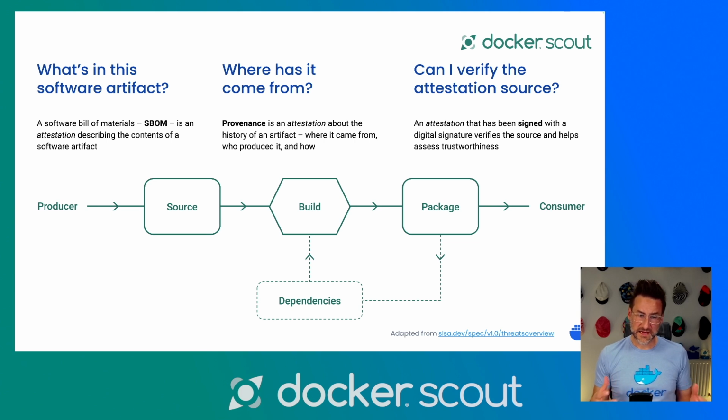Now, there's another type of attestation, which is really all around how the software was built, by whom, what exact build steps were taken, and where, to tell the consumer of a software that this software is actually produced in a way that you as a consumer are expecting it to be produced.